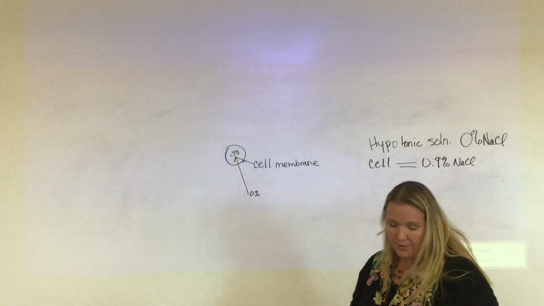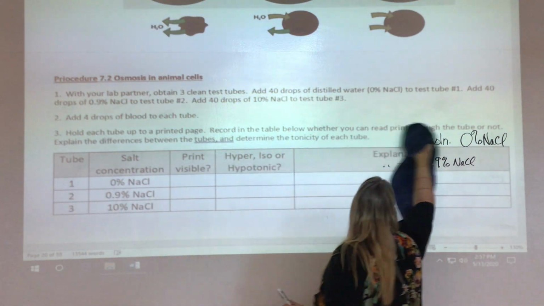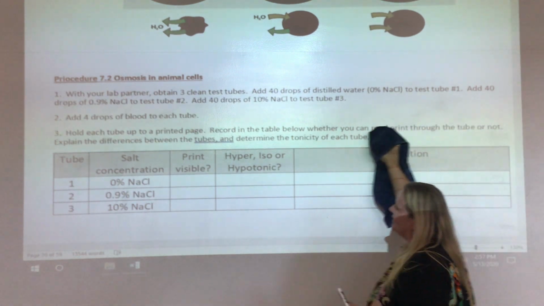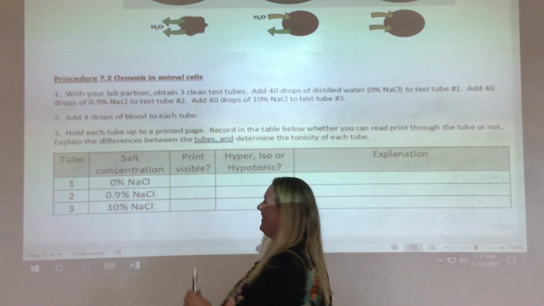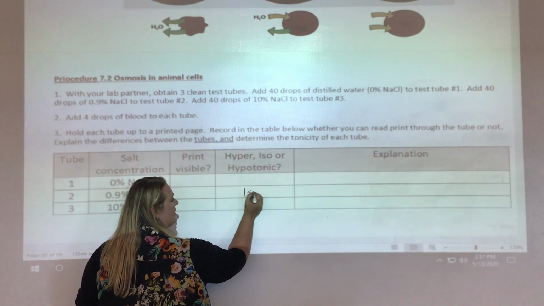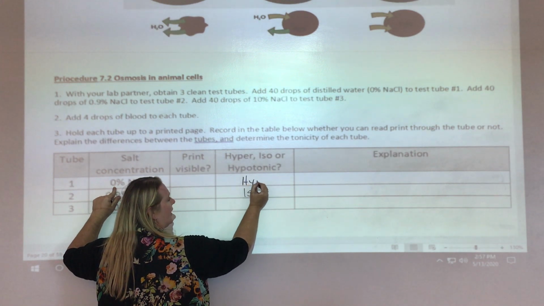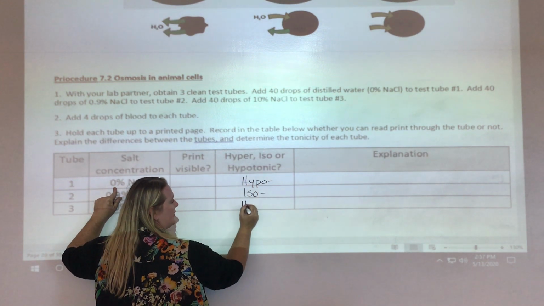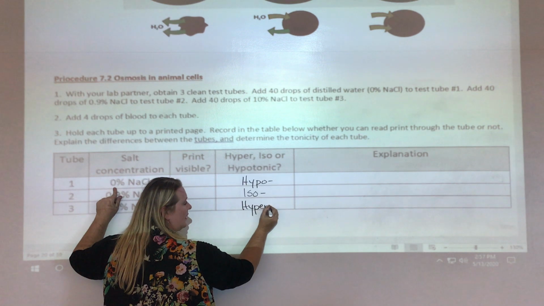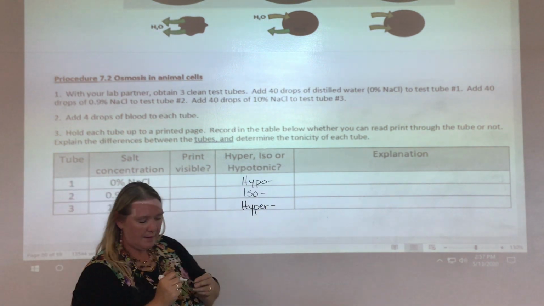All right, so back to our chart. This is a long one. Good thing you guys can pause, right? So we said this was isotonic. I'm going to abbreviate. We said this was hypotonic. And we said this was hypertonic.